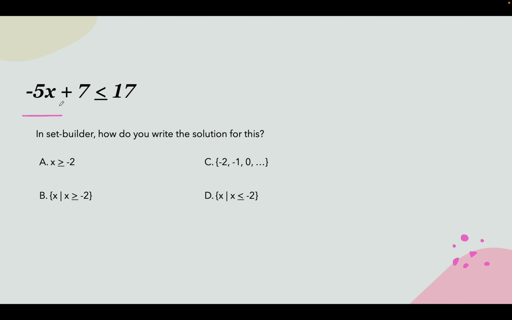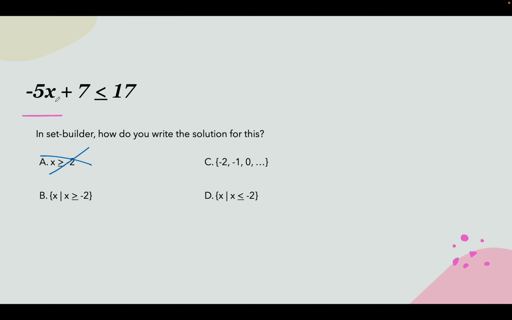Let's try this one. So I'm given this number sentence here, and all I have to do is figure out which one is the answer for this question. In set builder, how do you write the solution for this? Is this set builder? Are there parentheses? No. How about B? x, whereas x is greater than or equal to negative 2.